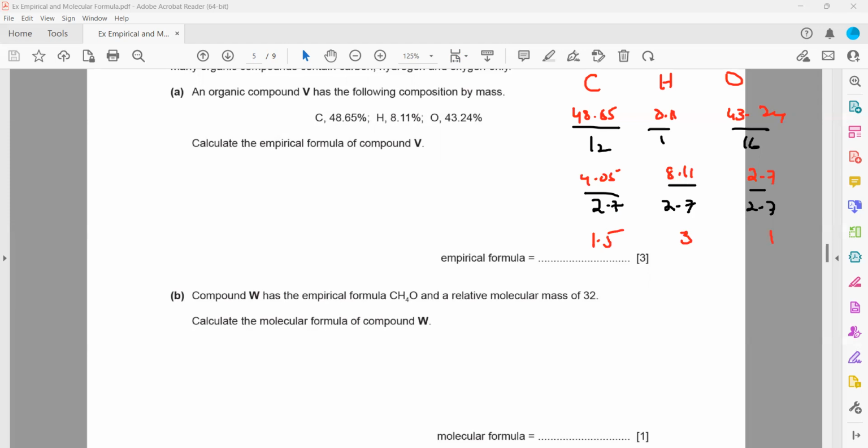Whenever one of the values is 1.5, 2.5, 3.5, what do we do? We multiply all of them, not only one. We multiply all of them by 2. So this will be 3, this will be 6, and this will be 2, because multiplied by 2. So what is the empirical formula of the compound? C3H6O2.